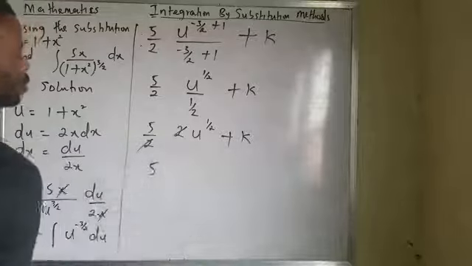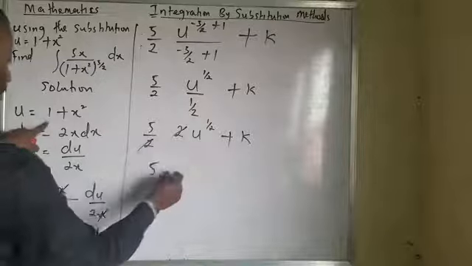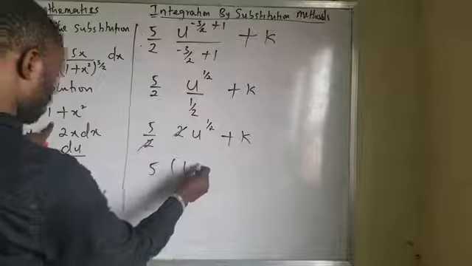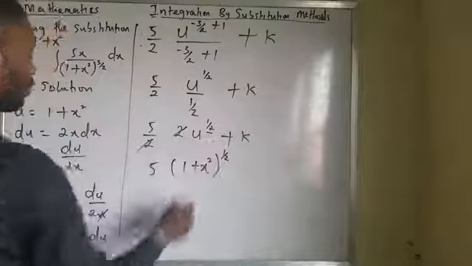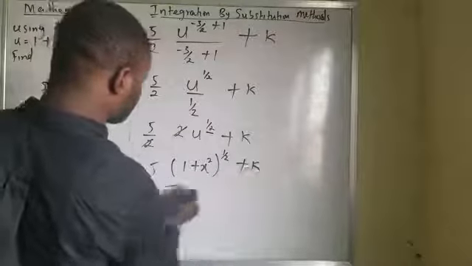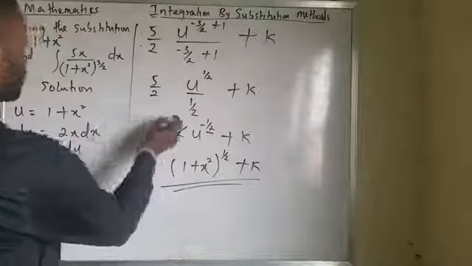My answer becomes 5u. What is my u? This is my u, which is (1 plus x squared) raised to power 1 over 2, plus k. That is my answer. Now, is there a minus? There should be a minus. Minus is here. Sorry about that.